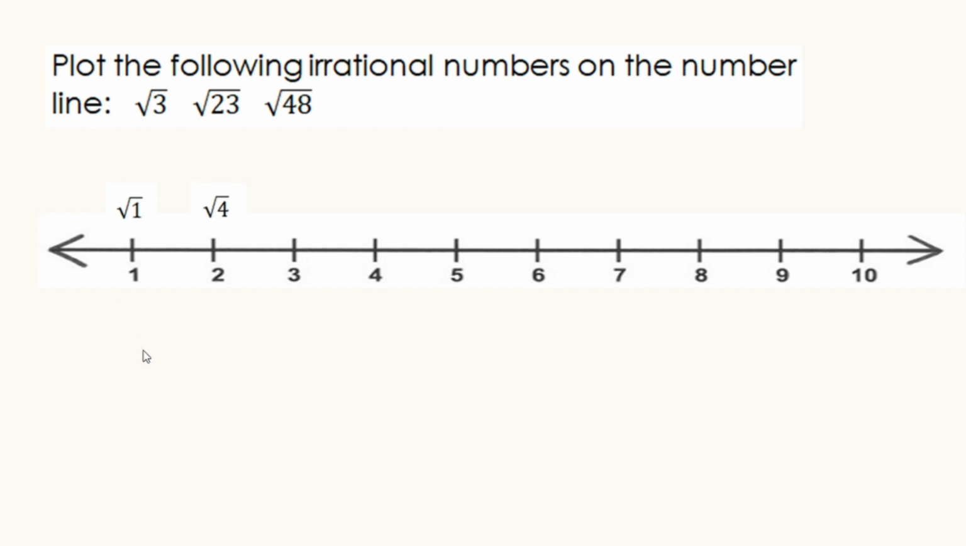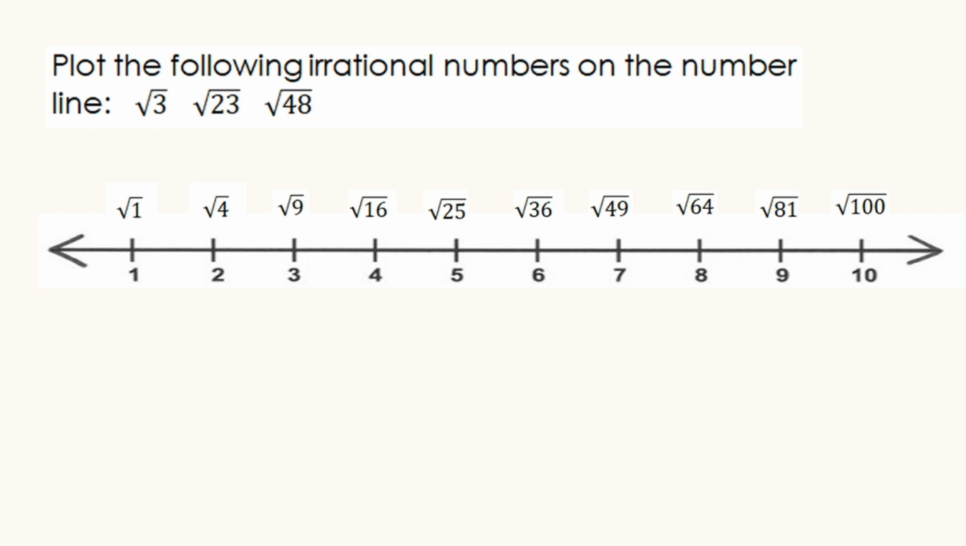Dito naman, ito ay square root of 4. Tama? Because square root of 4 is equal to 2. Square root of 9 is equal to 3. Then square root of 16 is equal to 4. Square root of 25 is 5. Square root of 36 is 6. Square root of 49 is 7. 64, 81, and then 100. Okay? So, the easiest way para ma-plot natin yung mga irrational number na to, this is just estimation, okay?